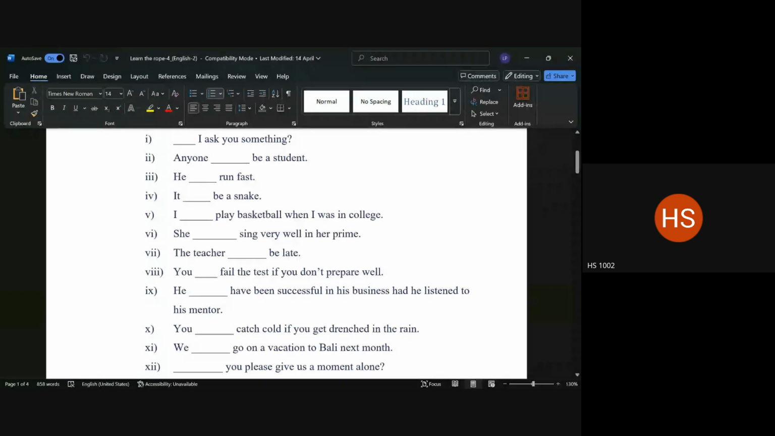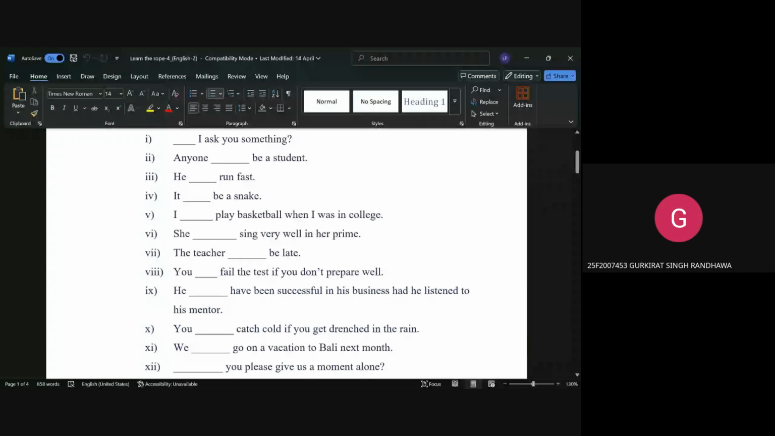Okay, then how about the next one? It dash be a snake. Yeah, this can have many answers actually. It could be a snake. It could be a snake, okay, general possibility. Then other answers? It can't be a snake. It can't be a snake is an acceptable answer. But why, it can be a snake?